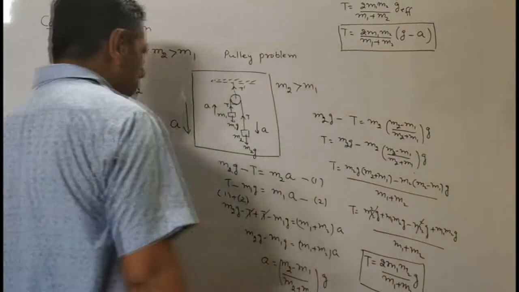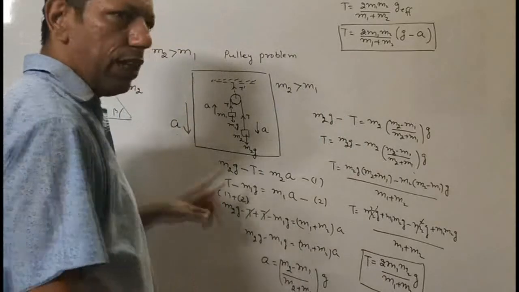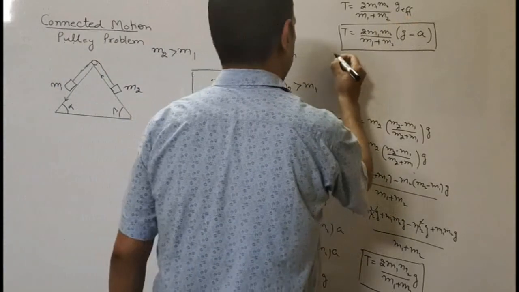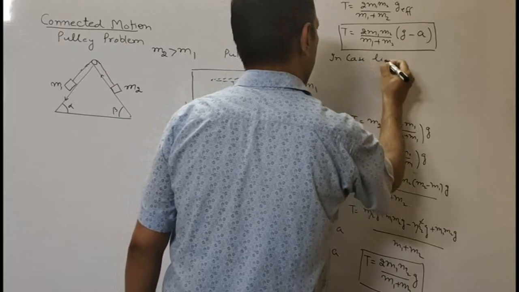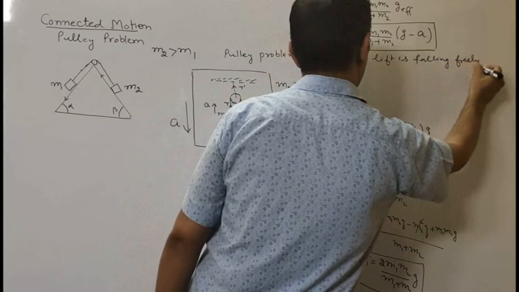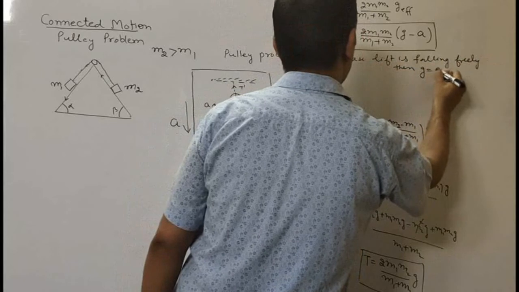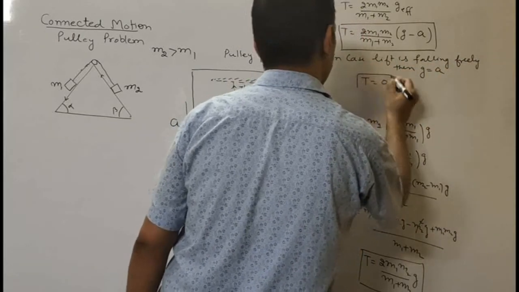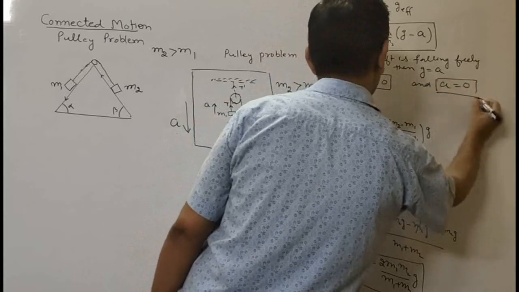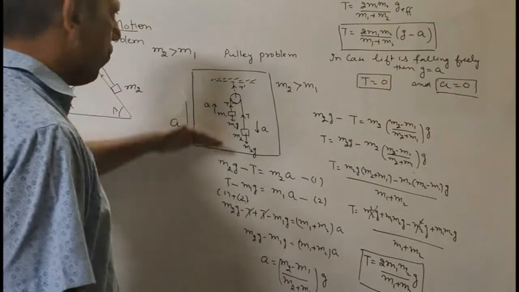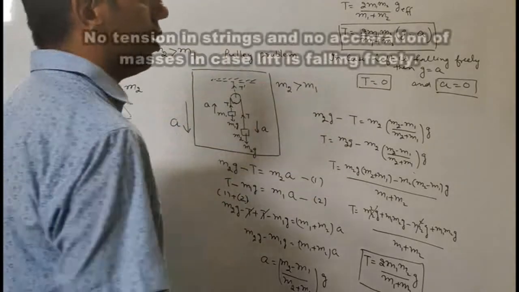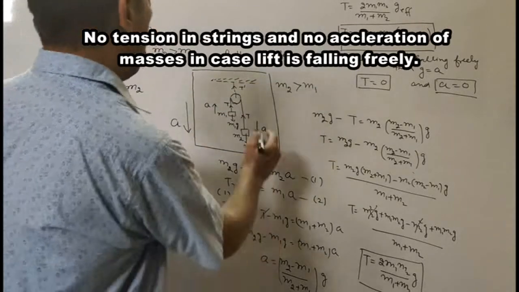And in case the lift is falling freely, then this acceleration is equal to g. Then g is equal to a, tension is equal to zero, and acceleration is equal to zero. There is no tension and no acceleration if the lift is falling freely. In the same manner, if the lift is moving upwards, you can take the positive sign over there. This is all about the pulley problem.